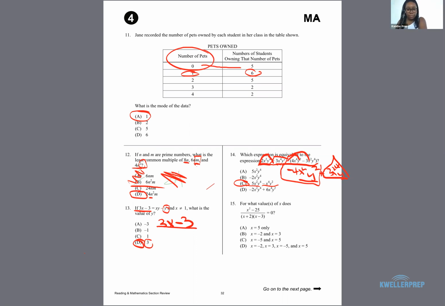Yes, no? Yeah. Okay. Yeah. Awesome. So we move on to number 15. You don't really understand, Owen? Okay.